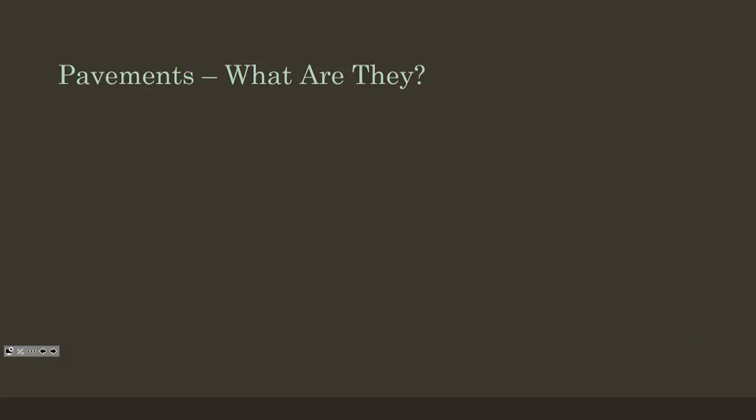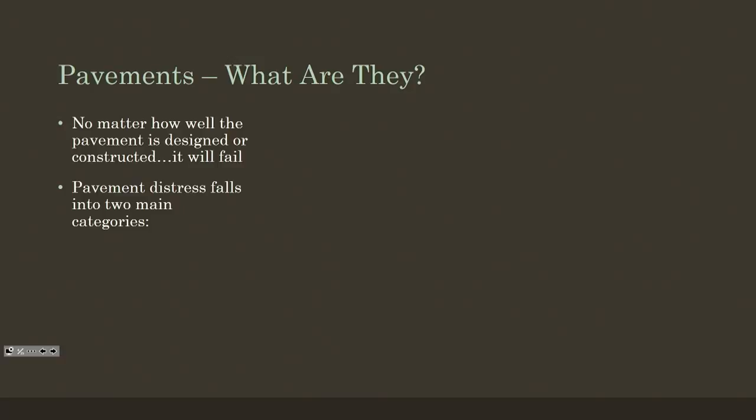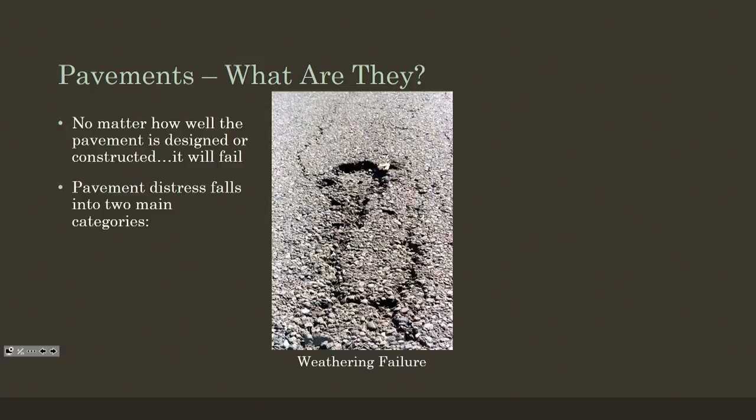So now that we all know what pavements are, the sad truth is no matter how well we design or build them, they're going to fail. Like any piece of infrastructure, at some point it just ends its useful life and we have to do something about it. Pavement distress falls into two main categories. You have weathering failure. This is predominantly what we see in this part of the country. We have extreme cold and we have extreme heat. And if you don't seal those pavements well enough, they just start to ravel apart, especially on the asphalt side.